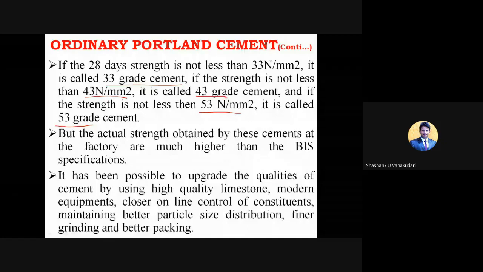Why these specific grade numbers, 33, 43 and 53, have come is purely dependent upon the compressive strength of the cement after 28 days of curing. But the actual strength obtained by these cements at the factory is much higher than the BIS specifications. Here BIS is one more new term to you. BIS is nothing but Bureau of Indian Standards. Okay, so this is also a standard, maintaining standard specifications and all. Certain committees are there.